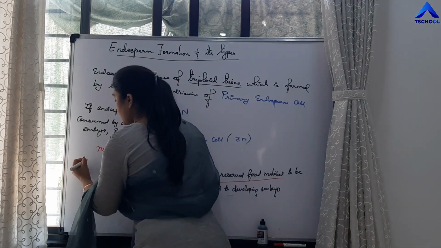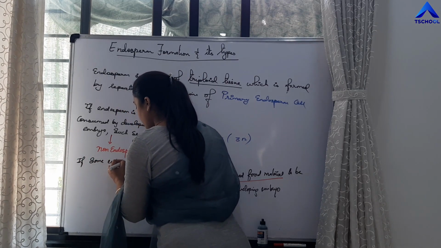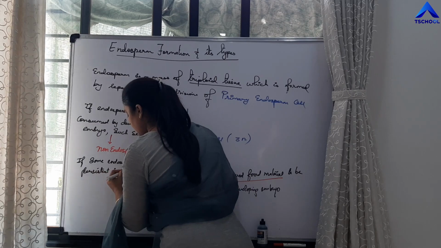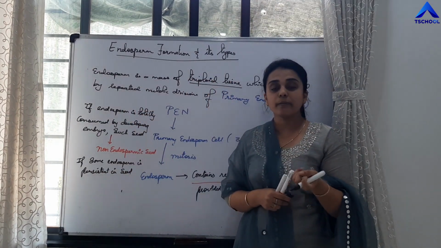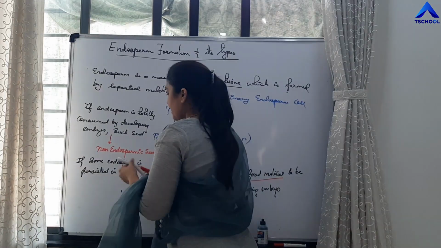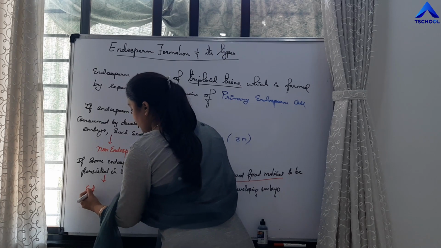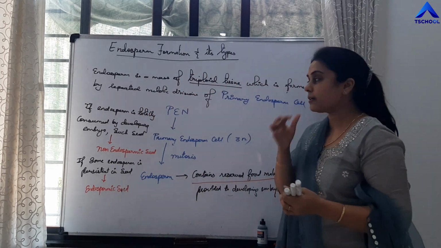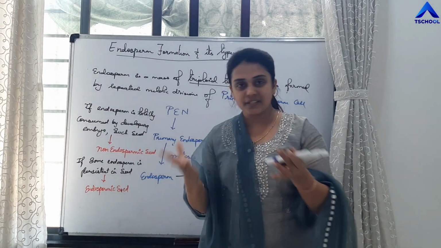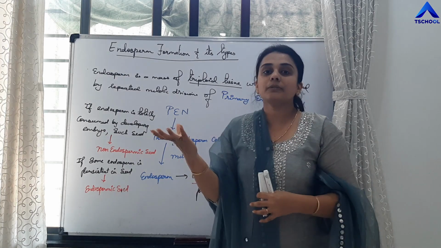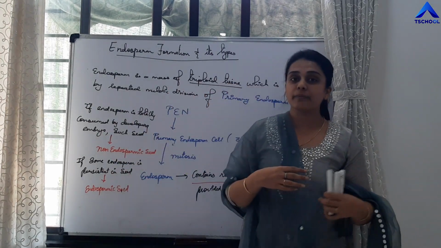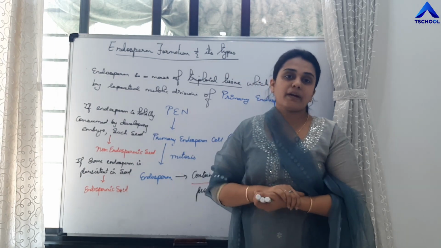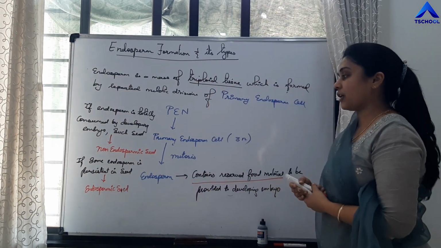But if some endosperm is persistent in the seed, so the embryo has consumed endosperm but some still persists in the seed, then such a seed is called an endospermic seed. So there are two types of seed: non-endospermic seed, which does not possess any endosperm tissue because it is completely consumed by the embryo, and endospermic seed, which possesses some amount of persistent endosperm even after consumption by the embryo.